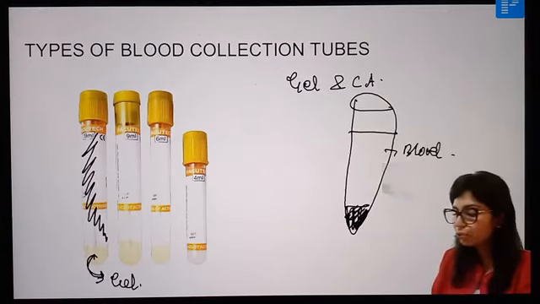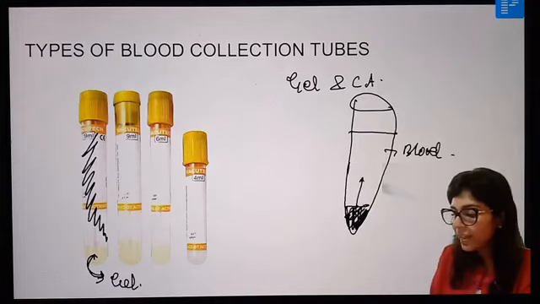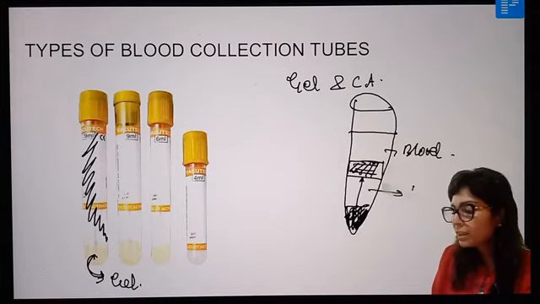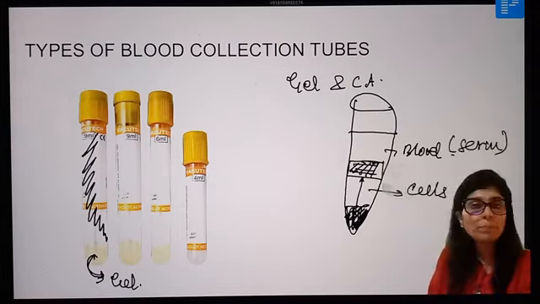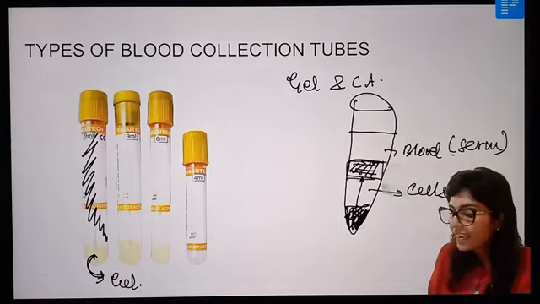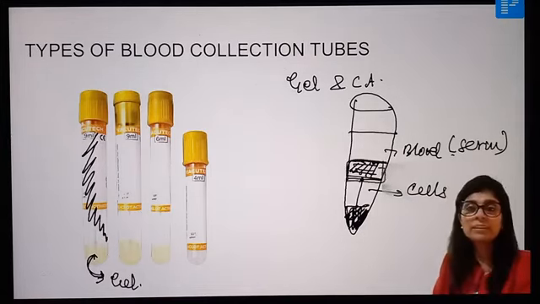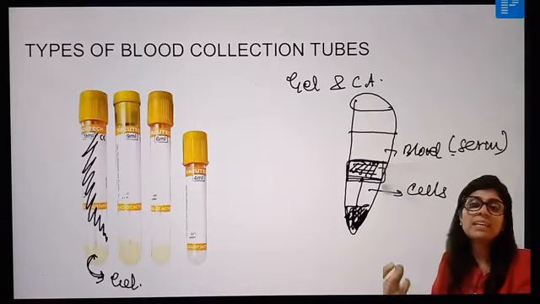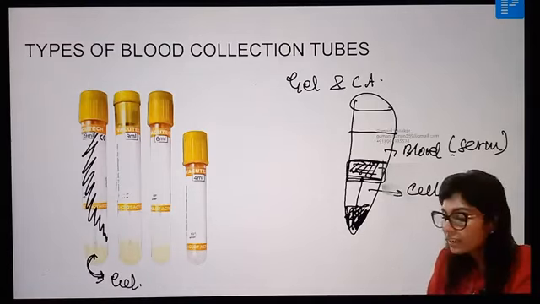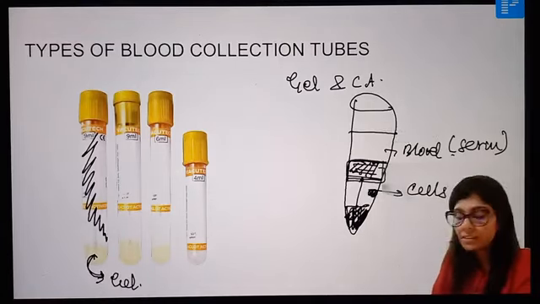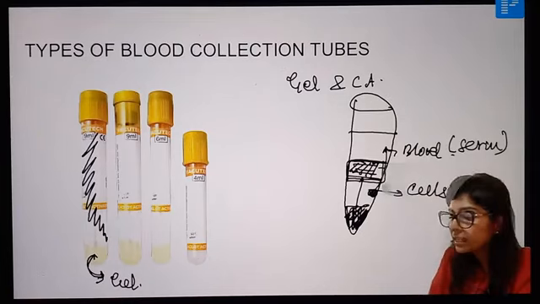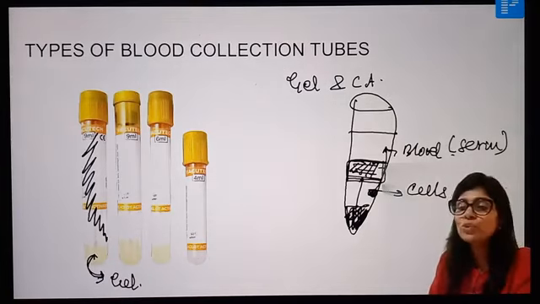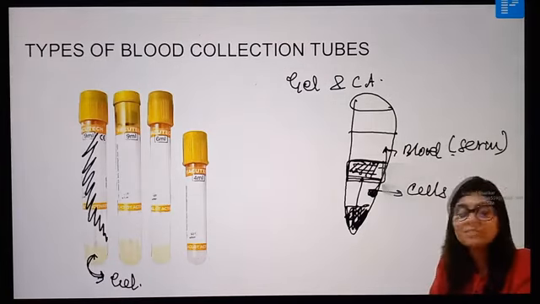When you centrifuge it, the gel will ascend up and act as a mechanical barrier. It stands between the cells, which will be in the bottom, and the serum, which will be on the top. Do you understand this? It acts like a mechanical barrier so that even if the cells undergo lysis, it will not contaminate the serum. So when will you use a gel and clot activated tube?